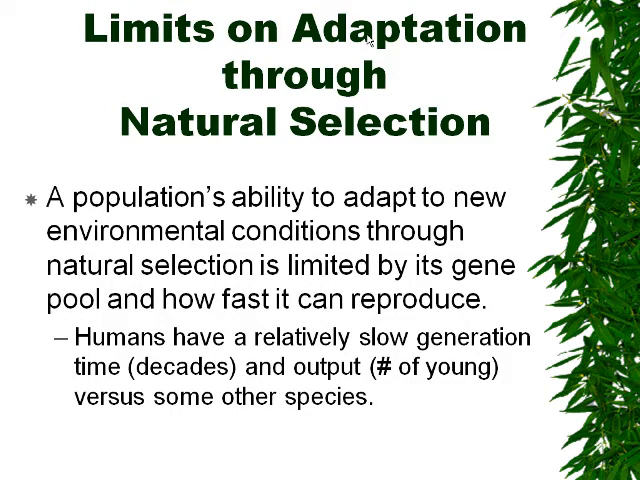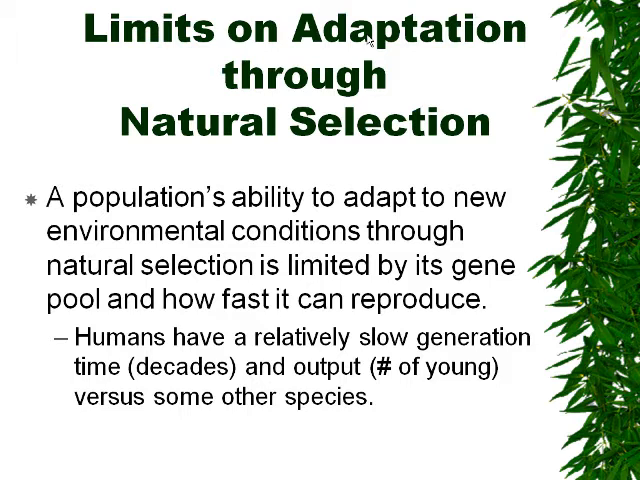So the limitations on natural selection. It's limited by the gene pool, and by how fast it can reproduce. So for example, if you look at humans, we have a relatively slow generation time. It takes us a couple decades before we start to have kids.